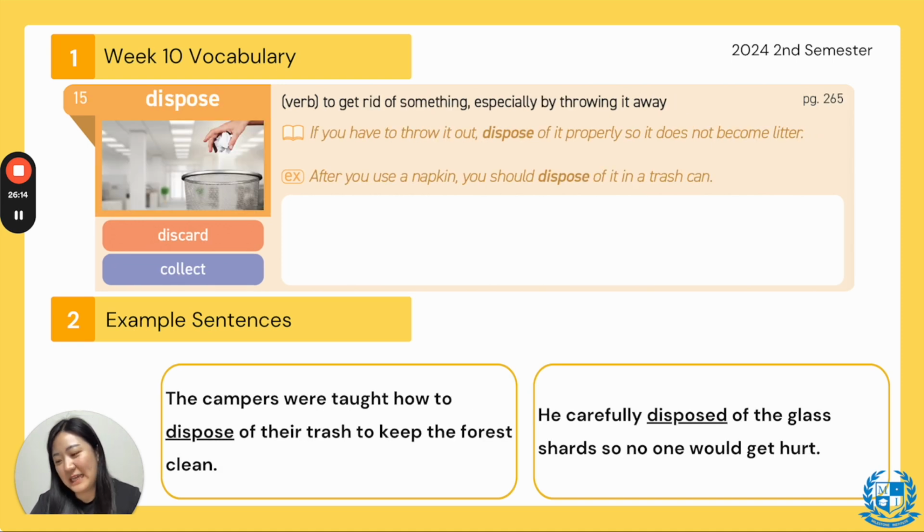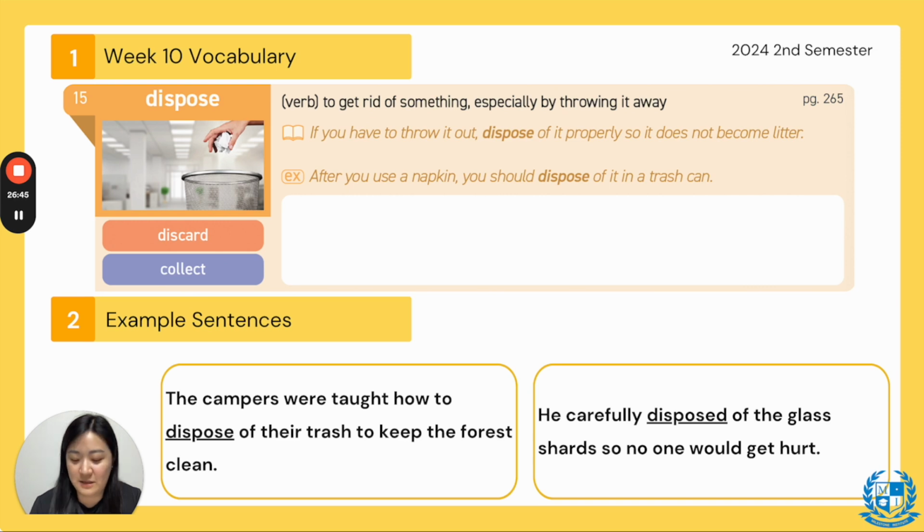Now we're in our textbook words, everybody. Everyone say 15, dispose. Dispose. The synonym is discard, and the antonym is collect. It is a verb, and it means to get rid of something, especially by throwing it away. As you can see, this is not trashing something. That's wrong. We don't say trash as a verb. We have to throw it away, which is the synonym for dispose, to throw away something.